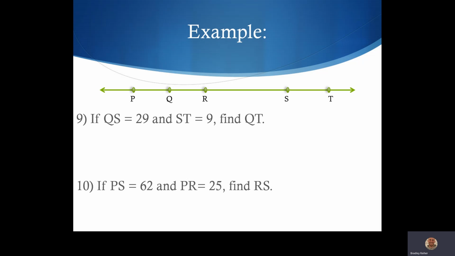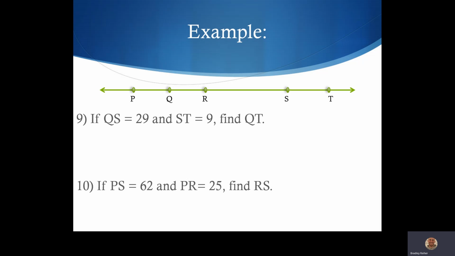Okay, so now that you know that, what do you do with the two little lengths? Segment addition postulate. You're going to add them together. How long is segment QT? It would be 29 plus 9. That gives you 38. That's how long segment QT is.